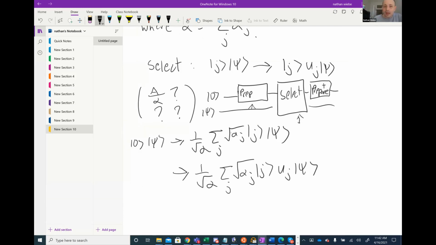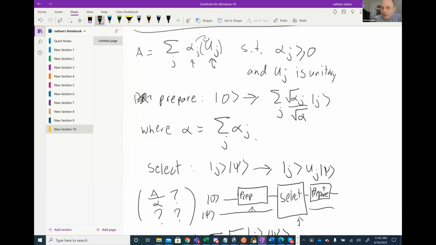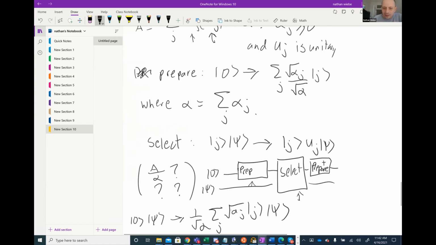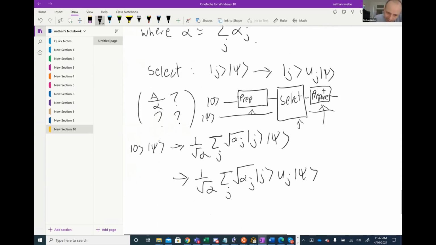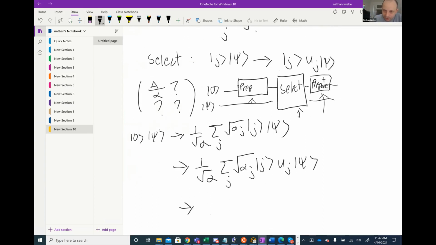Now, unfortunately, I've only defined the action of prepare on 0. So if you go back and try to do this at home, this is the step that you're most likely to get confused on, because here I've got a sum of different j's, and I haven't defined what the action of prepare dagger is. So the best I can do in order to describe this state is, unfortunately, prepare dagger 1 over square root alpha sum over j square root alpha j, j U_j psi.